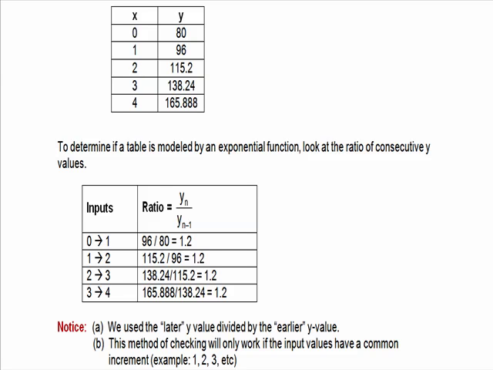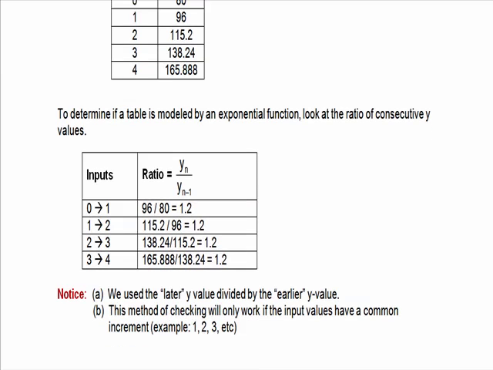So if I did 96 divided by 80, I get 1.2. If I do 115.2 divided by 96, I get 1.2. If I do 138.24 divided by 115.2, I get 1.2. If I do 165.888 divided by 138.24, I get 1.2. So again, notice I get the same value every time.